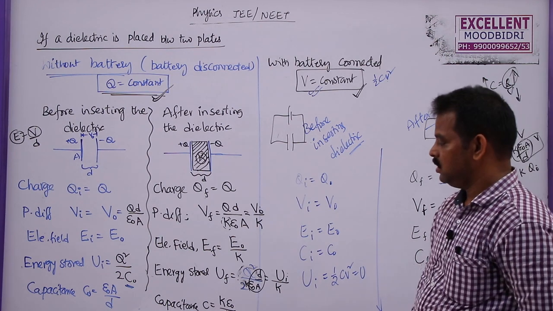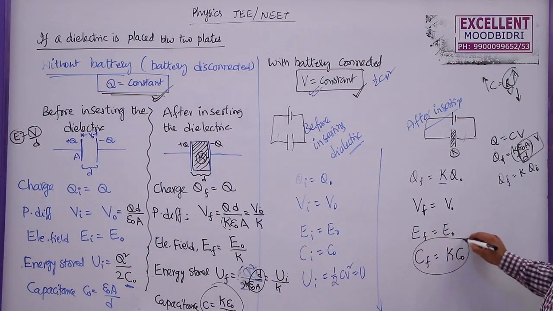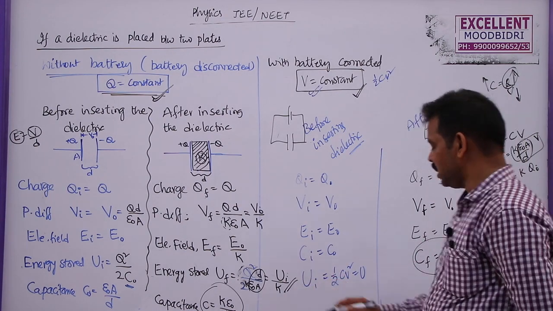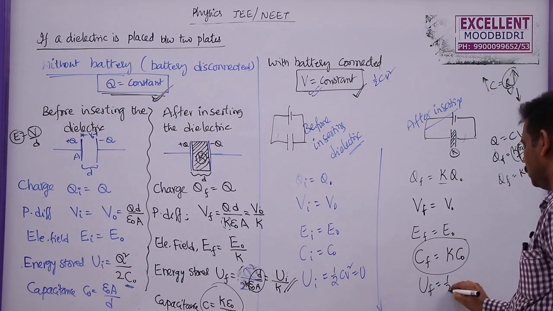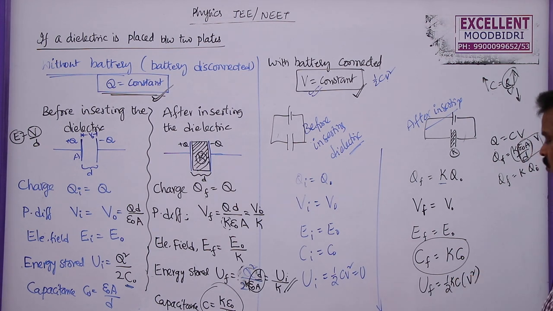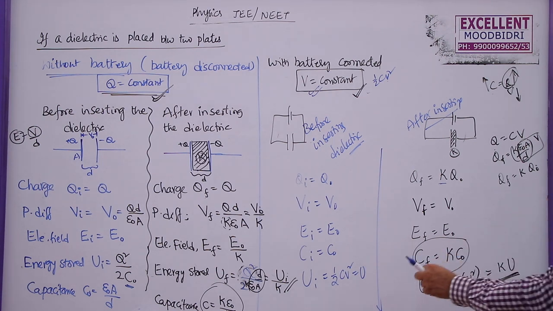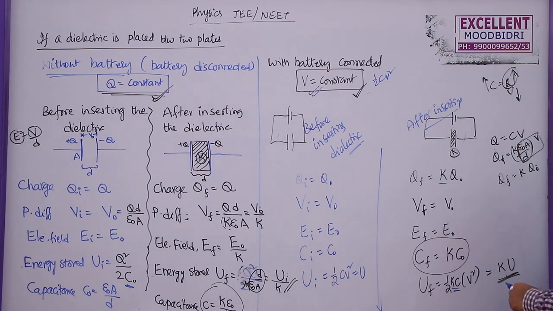In both cases the capacitance increases by K times, but in the earlier case the energy decreases by K times. Here, the final energy is half CV square, but the new capacitance is KC, and the potential remains constant when the battery is connected. So this is K times the initial energy. So here the energy decreased by K times there, and here the energy increased by K times.